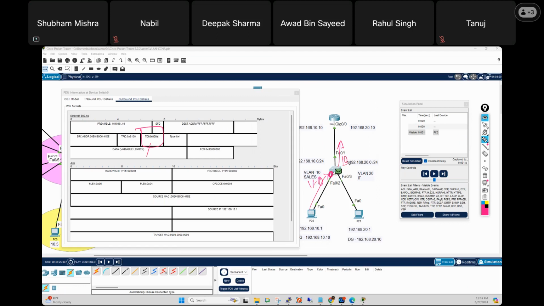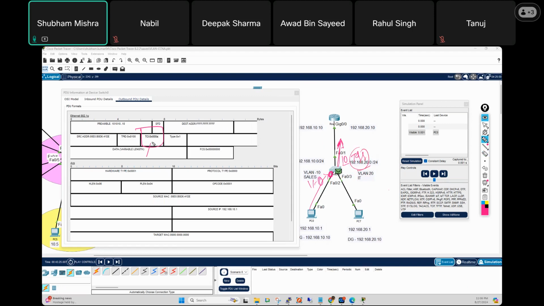Yes or no? Everyone agree? My question: does this switch forward your packet here? No. Your switch never forwards this packet here. Why? Because this interface is part of VLAN number 20. The switch always forwards your packet through all the interfaces which are part of VLAN number 10 or a trunk. But this is VLAN number 20, so the switch will not forward your packet through this interface. It means the switch will forward through the trunk. And when your packet goes through the trunk, there must be tagging.